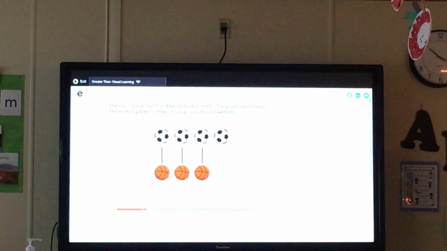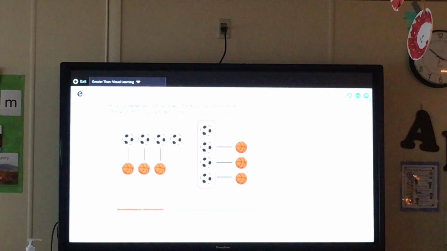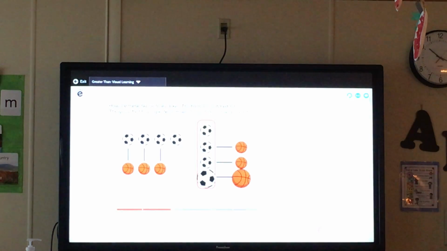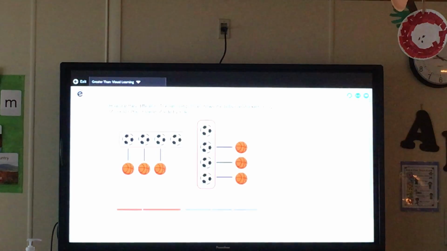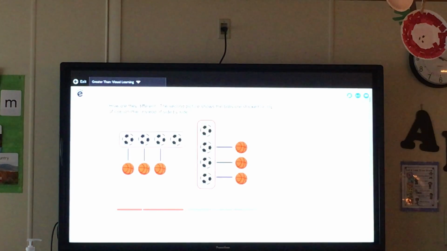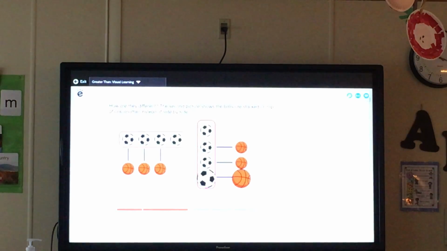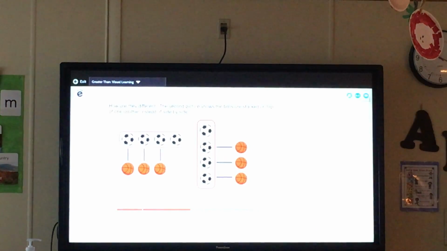There is one soccer ball that does not have a match. The groups are not equal. There are a greater number of soccer balls than basketballs. How are these two pictures alike? The balls are matched 1 to 1. The group that has a greater number of balls has a circle around it. How are they different? The second picture shows the balls are stacked on top of one another instead of side by side.